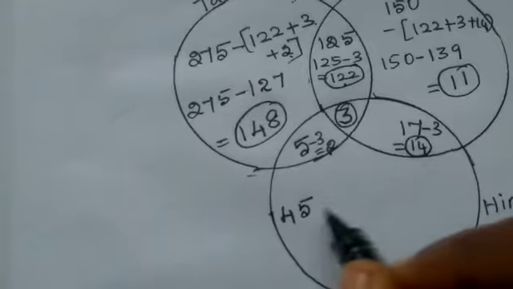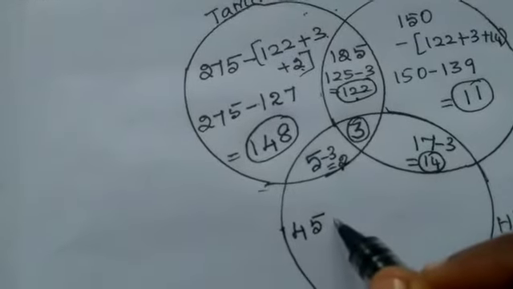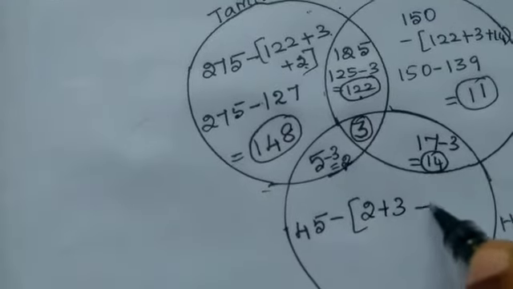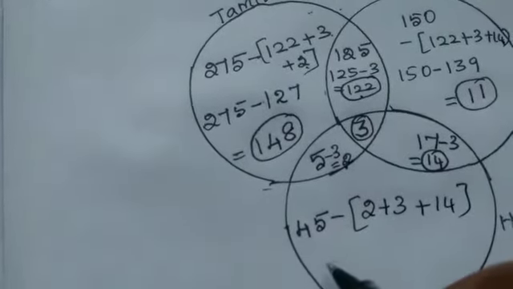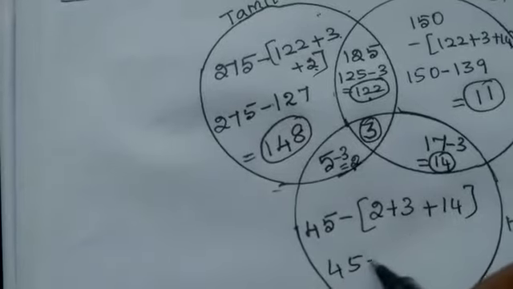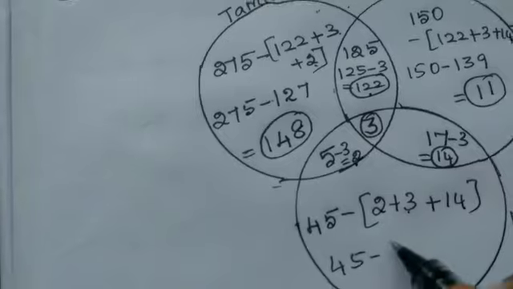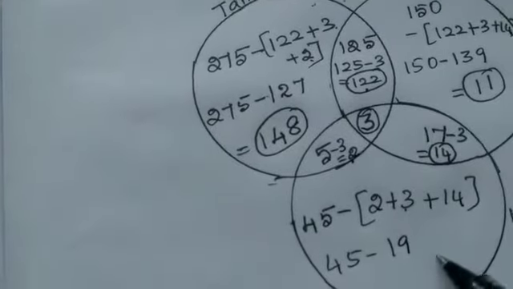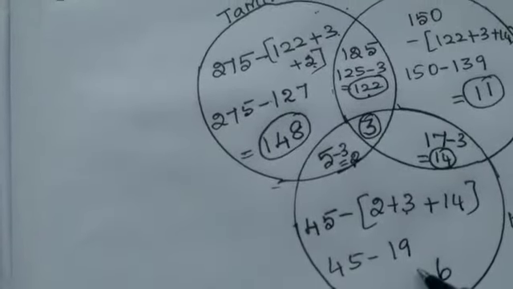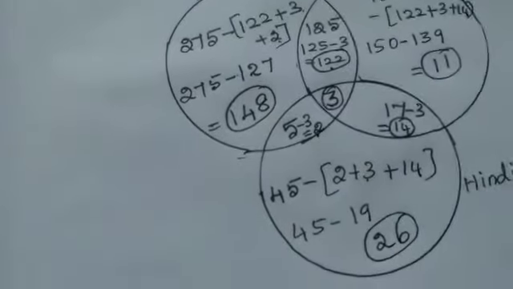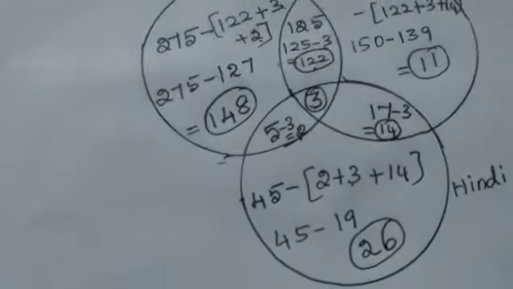Now Hindi: 45 minus 2 plus 3 plus 14, that is 45 minus 19. Now 15 minus 9 is 6, 3 minus 1 is 2, so 26 by Hindi paper alone.